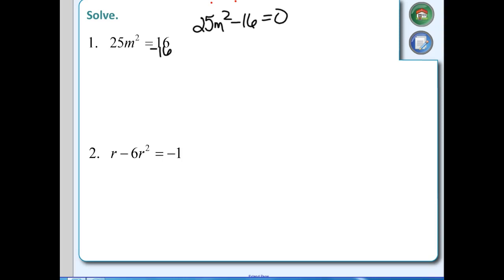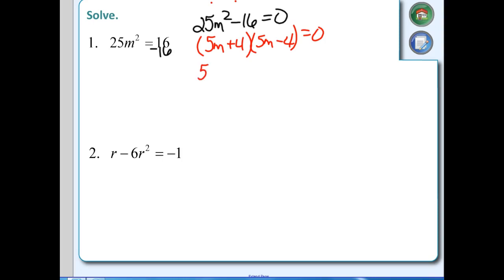How do we factor difference of perfect squares? Remember, it's got to look like sum and difference or conjugates. So that means this is going to be what? 5m plus 4, and then we've got 5m minus 4 equals 0. And now use our zero product property. If the whole thing equals 0, each part equals 0.